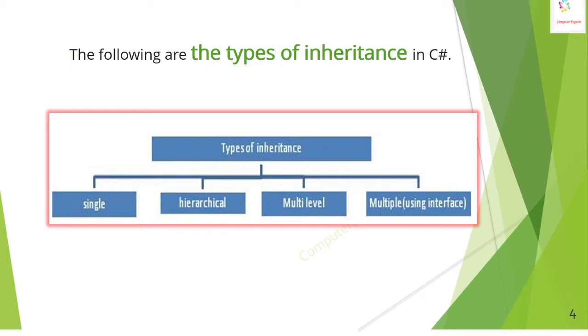After this, now let's discuss the types of inheritance. There are mainly four types of inheritance. Number one is single, second hierarchical, third multiple, and fourth multilevel.